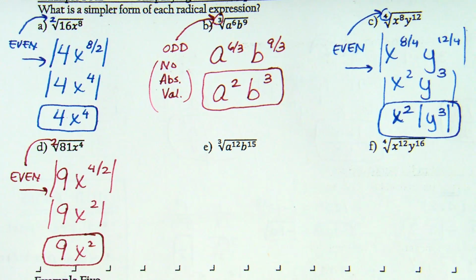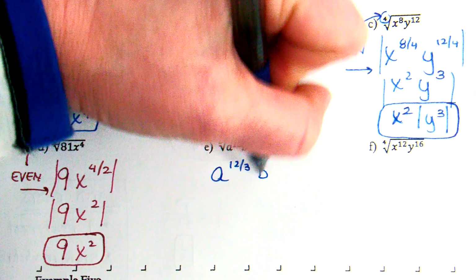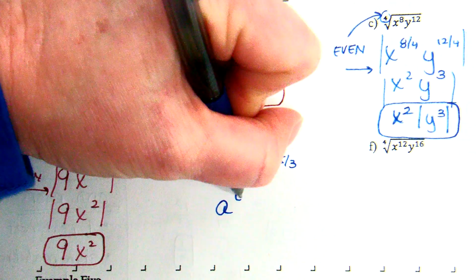What about E? Guys, is Xavier going too fast? No, Mr. Sargent's probably going too slow is what it is, but that's all right. Okay, so what are we doing with the 12 and 15? Dividing them by 3. So A to the 4th, B to the 5th.